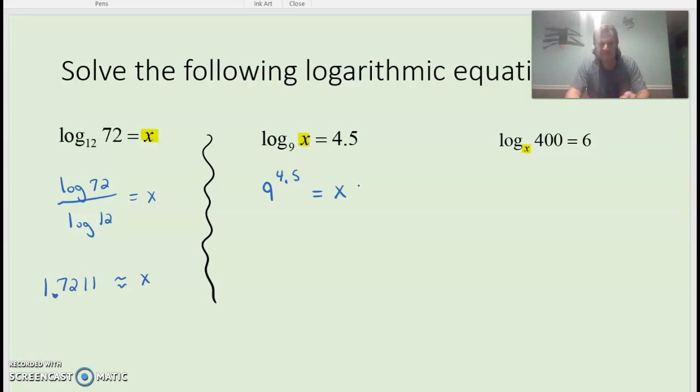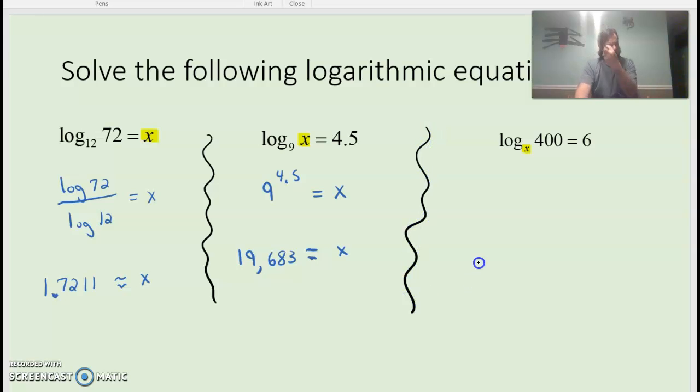So 9 to the 4.5 is about, big number, not about, is, in my calculator. Yeah, because you can take the square root of that. Okay, so this is 19,683. So your calculator should be giving you the same thing. And if you question that, you also have the change of base formula if you want to put it back in and check it a different way.